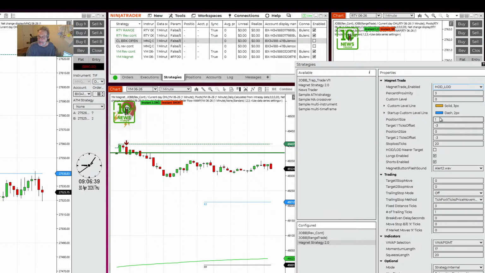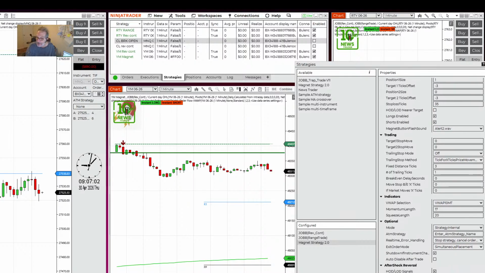One position. -3 on our target. That means if the magnet is the high of day, right, low of day would be our exit. -3, 3 ticks above or below the target, the magnet. 35 on our stop.